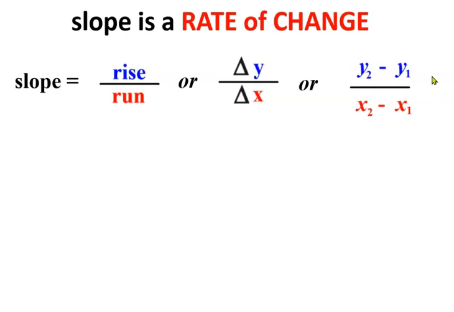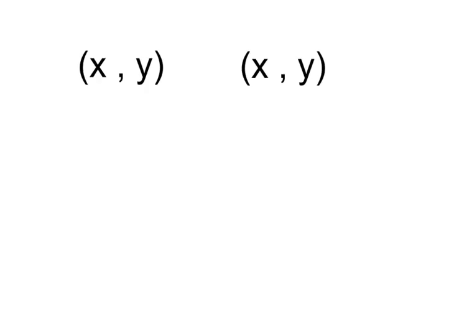y2 minus y1 divided by x2 minus x1, or the difference of the y's divided by the difference of the x's. Now let's take a look at those x and y letters. When you're given a pair of points, they are written as an x and y pair. And when you have 2 points, it's difficult to tell them apart.